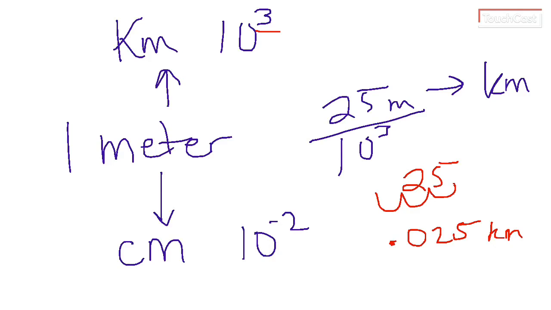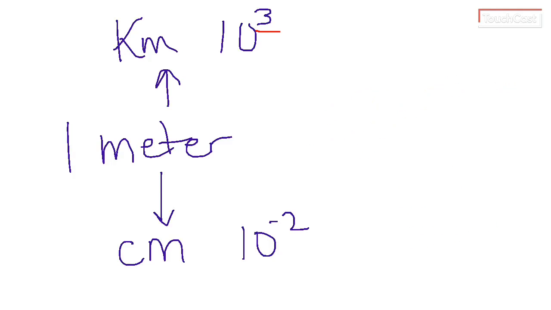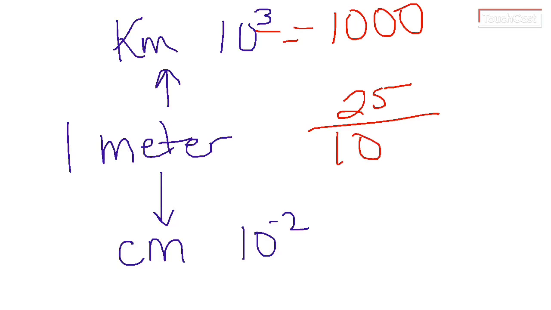Let's go ahead and erase this, and let's do it a different way. So again, you have 25 meters. That's great. 10 to the third is also equal to 1,000. And so all you're actually doing is dividing by 1,000. If you type that into a calculator, bam, same answer, 0.025.